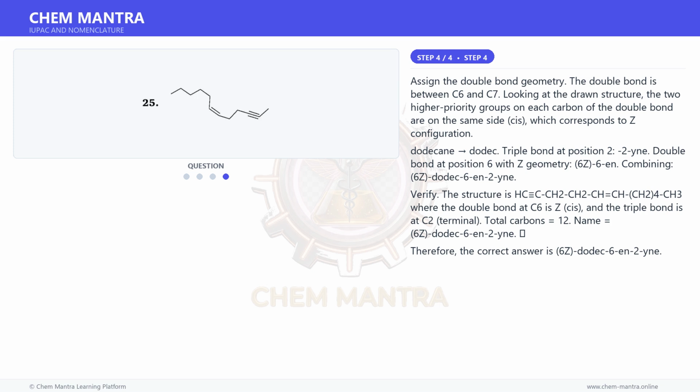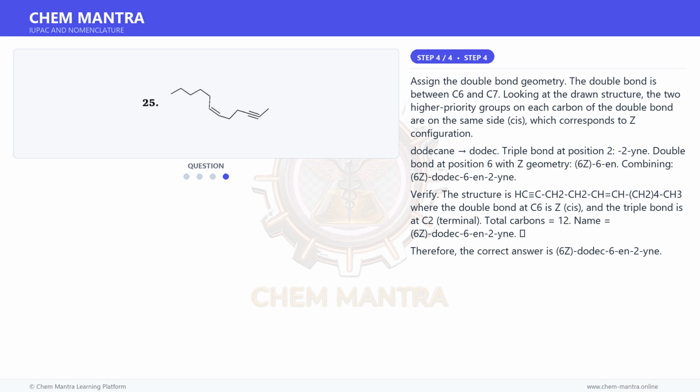Dodecane, dodec. Triple bond at position 2, 2-yne. Double bond at position 6 with Z geometry, 6Z, 6-ene. Combining: 6Z, dodec-6-en-2-yne.